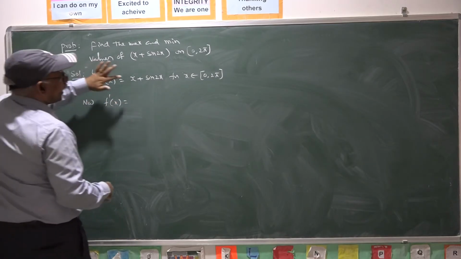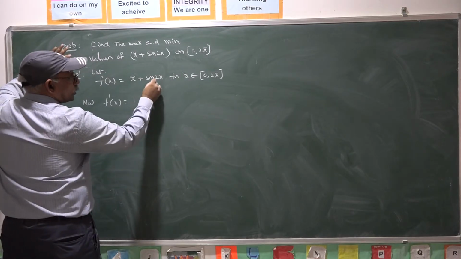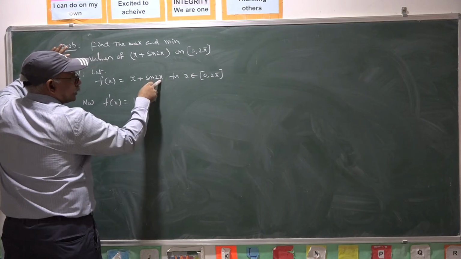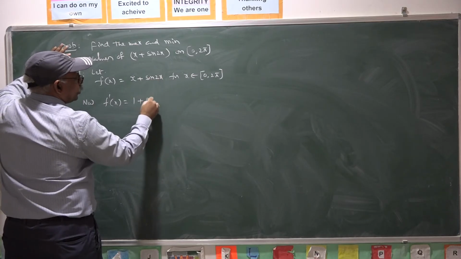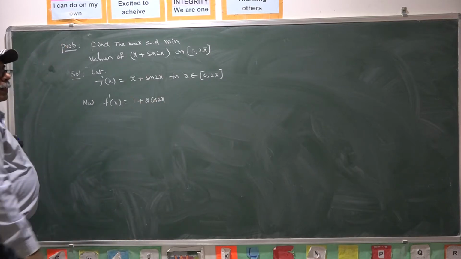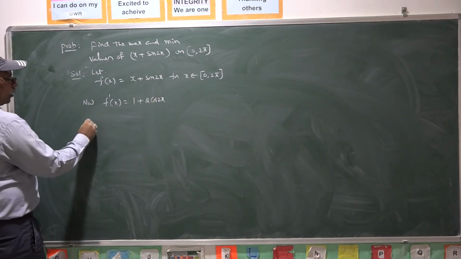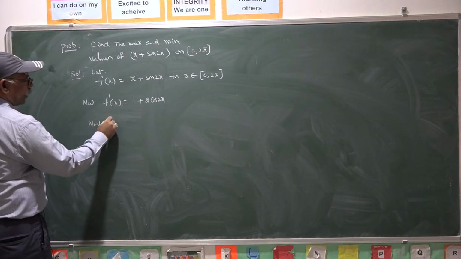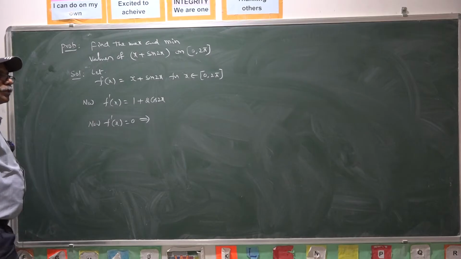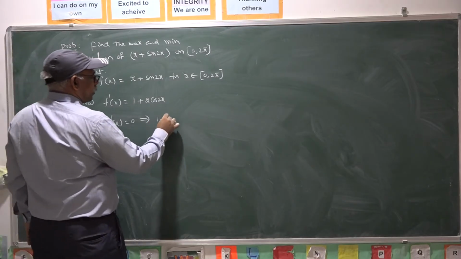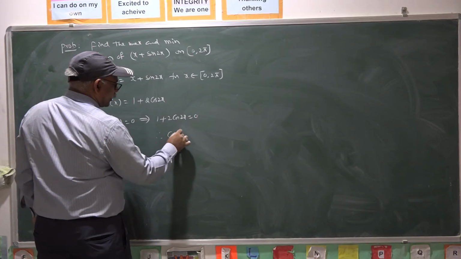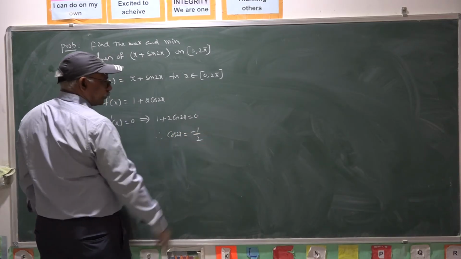The first derivative is: for x the derivative is 1. For the sine function, the derivative is cos. For 2x the derivative is 2, hence plus 2 into cos 2x is our derivative. Now, f dash x equal to 0 implies 1 plus 2 cos 2x is 0. Therefore, cos 2x takes the value minus 1 by 2.